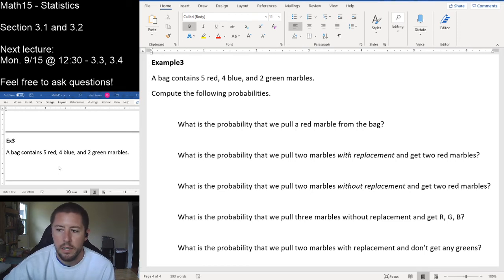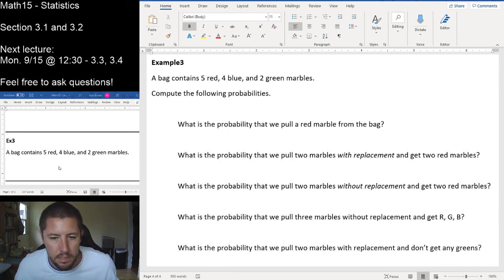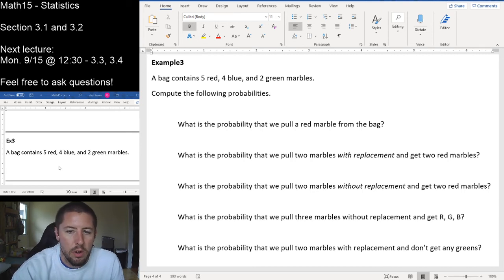Our example 3 here is that we've got a marble bag, 5 red, 4 blue, 2 green marbles, and we want to talk about some of the probabilities of pulling some of these things. We want to talk about independence versus dependence, here is our big thing. My first question is, what is the probability that we pull a red marble from the bag?